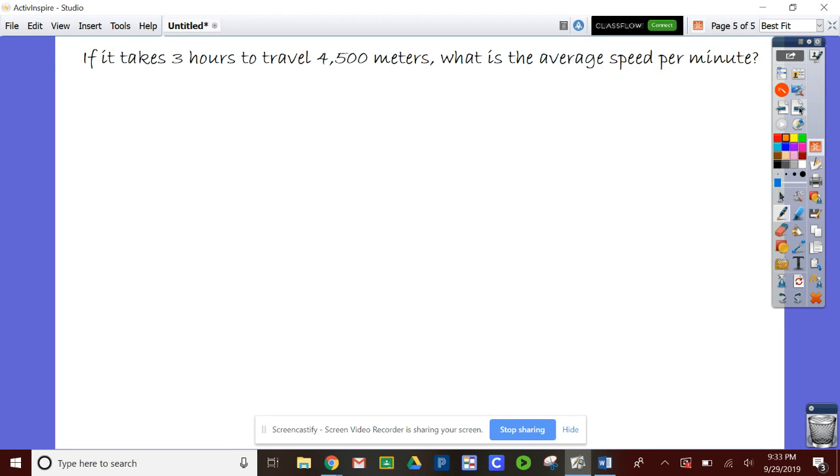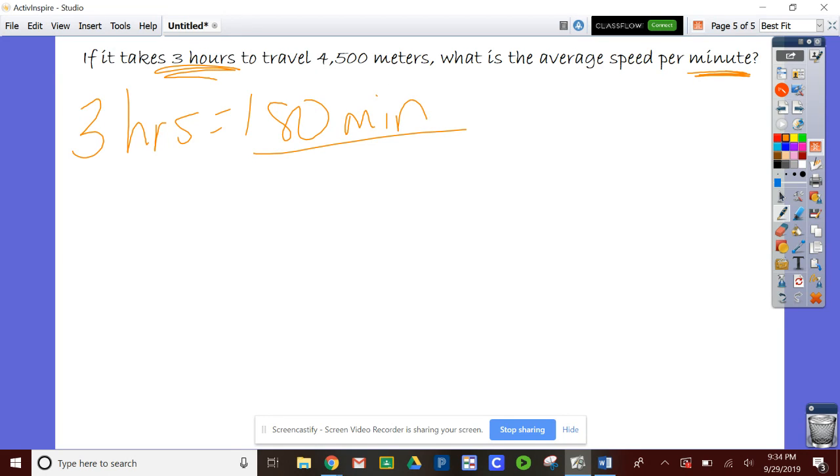If it takes 3 hours to travel 4,500 meters, what is the average speed per minute? So again, it's asking for it in minutes. So we need to take our hours and turn it into minutes first. Well, 3 hours equals 180 minutes. So this is what we are going to use instead of our hours.